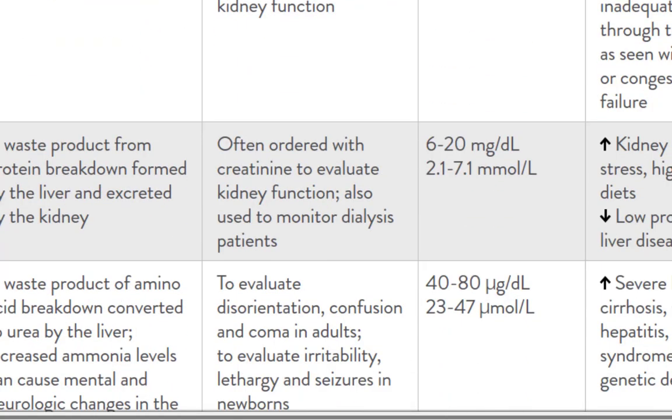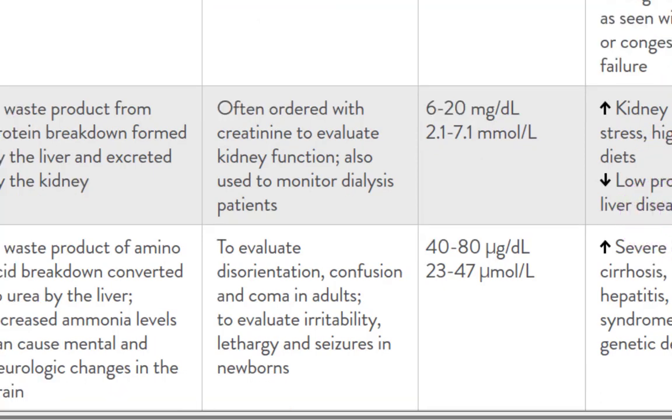Urea nitrogen, blood urea nitrogen, a waste product from protein breakdown formed by the liver and excreted by the kidney, often ordered with creatinine to evaluate kidney function. Also used to monitor dialysis patients. 6 to 20 milligram per deciliter. Kidney dysfunction, stress, high protein diet, low protein diets, and liver diseases.